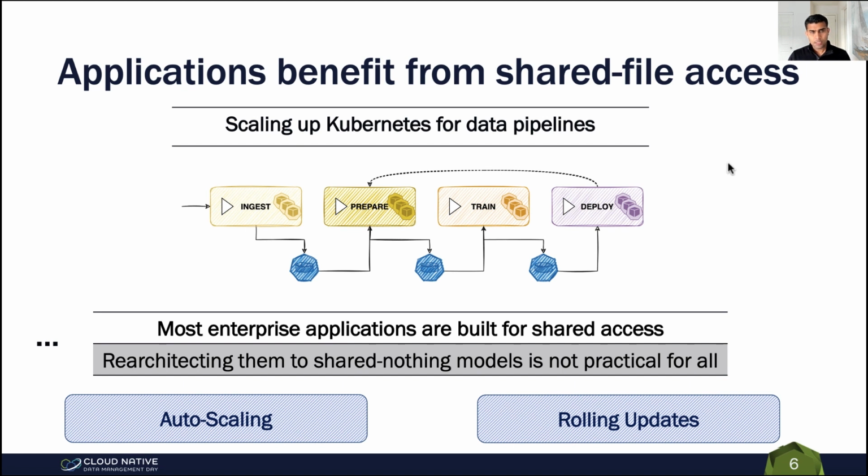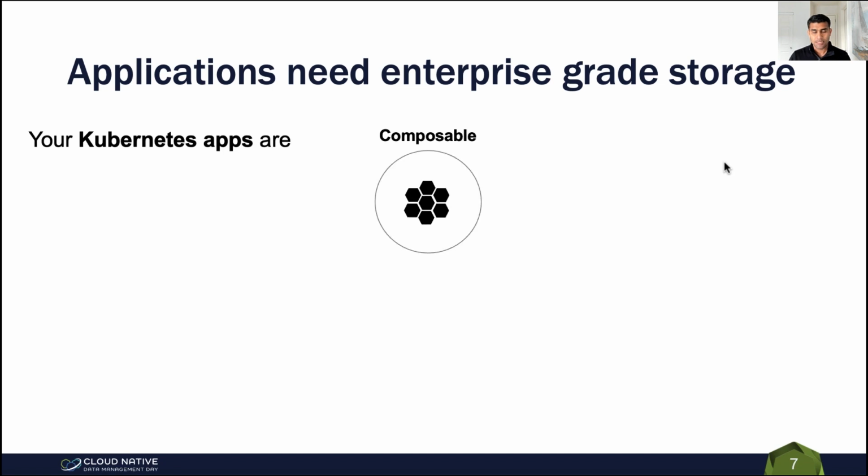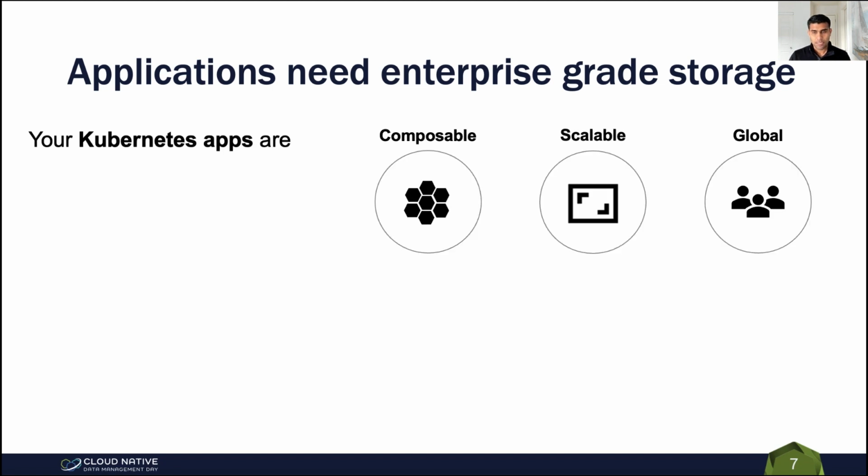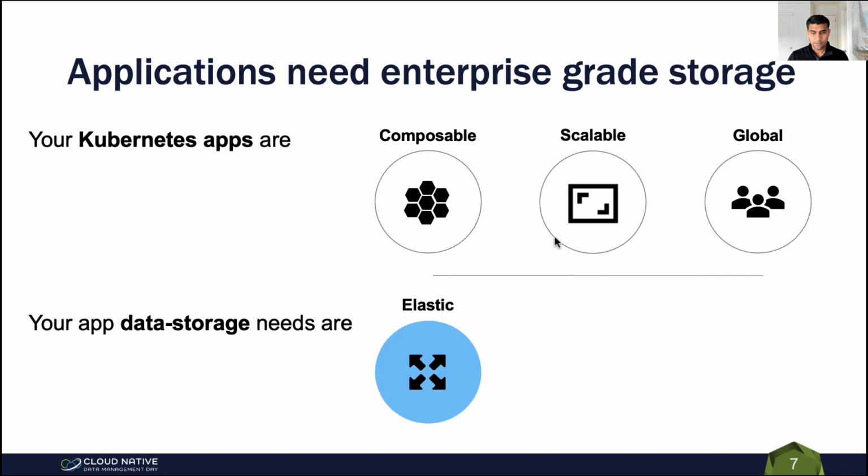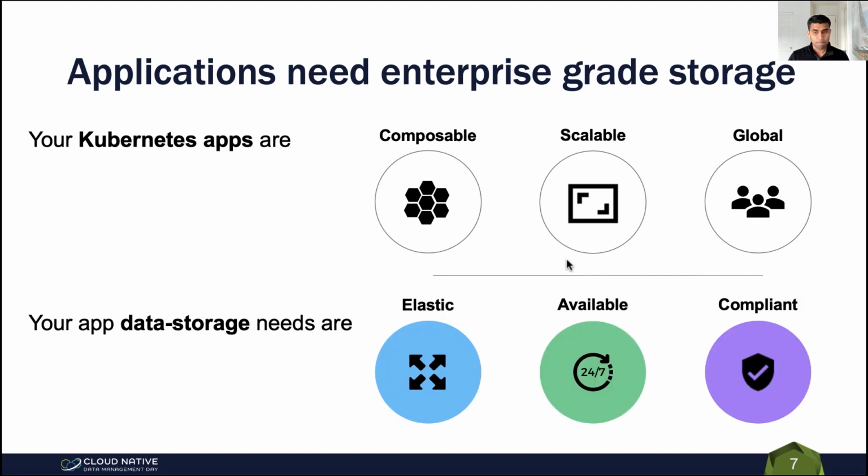Next, let's look at some of the other requirements of an enterprise grade data platform that these applications require. So we've looked at this. We've talked about this. Kubernetes applications are composable. They're made of microservices, right? They're scalable through declarative API, and serve a global set of user base. So when you now think about your data storage or your data platform that needs to serve these apps, you need to kind of follow suit, right? And the same questions apply. How easy is it for your data storage to scale? How available is it? And how compliant is it?